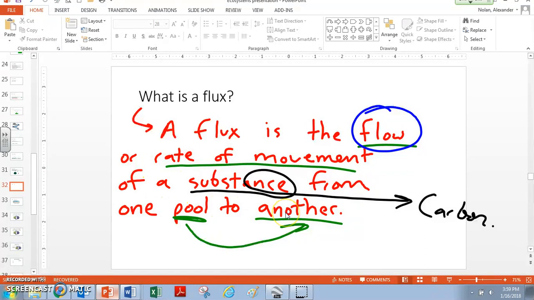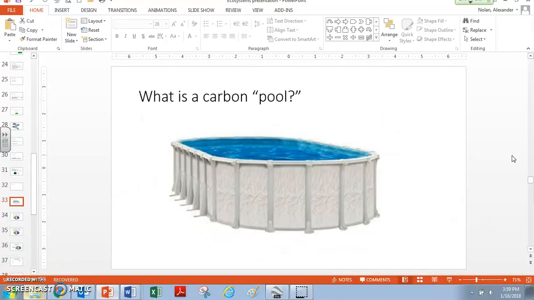And pool is a metaphor. And so we're going to look at this metaphor right now, just to kind of hammer home exactly what we're talking about when we talk about a pool. Okay, so imagine a pool, a literal pool. You have an actual pool. And we are talking about these things called carbon pools. So how is this a metaphor for how carbon is moving around?